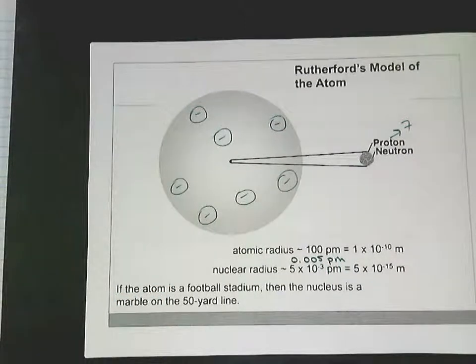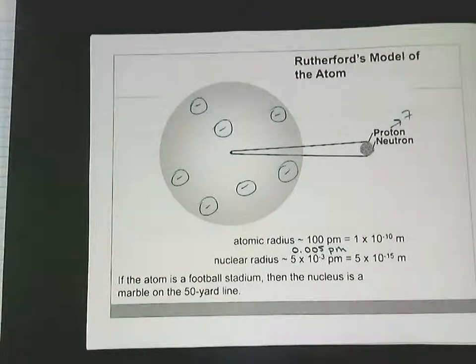So think about your football stadium, right? Regular old high school football stadium. Put a marble on the 50-yard line. That's how big the nucleus is compared to the football stadium. So the football stadium is the whole volume of the atom, and where all the positive charges is in a marble in the center of the 50-yard line. So pretty dramatically different, right?